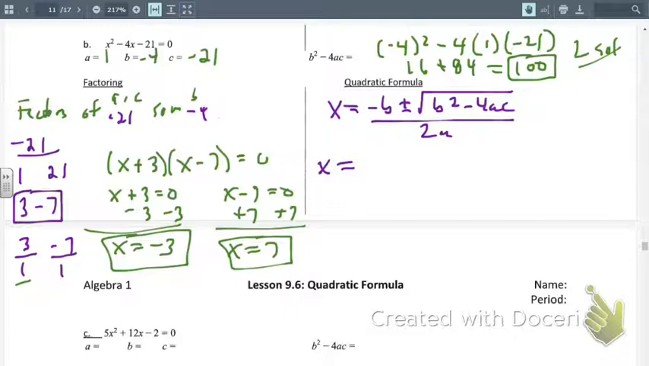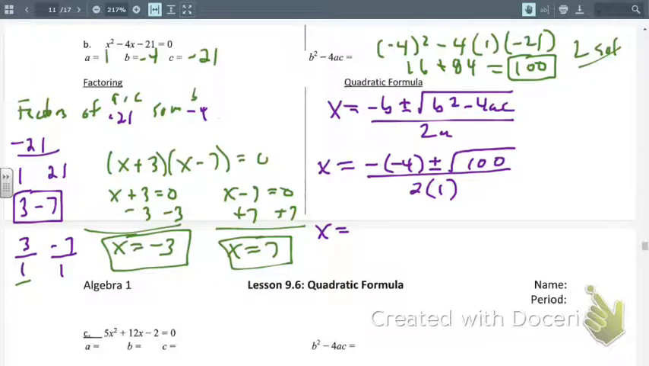So negative b, so we write our negative, and then our b is -4. And then we have b squared, so -4 squared. What am I doing? We know this already. The discriminant, guys, is 100. So plus or minus the square root of 100 all over 2 times 1.